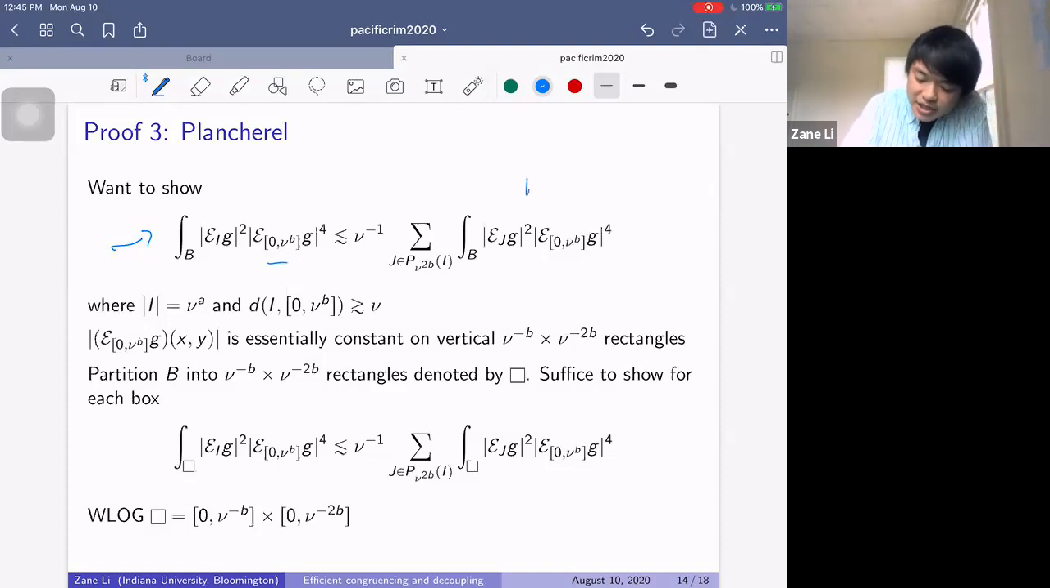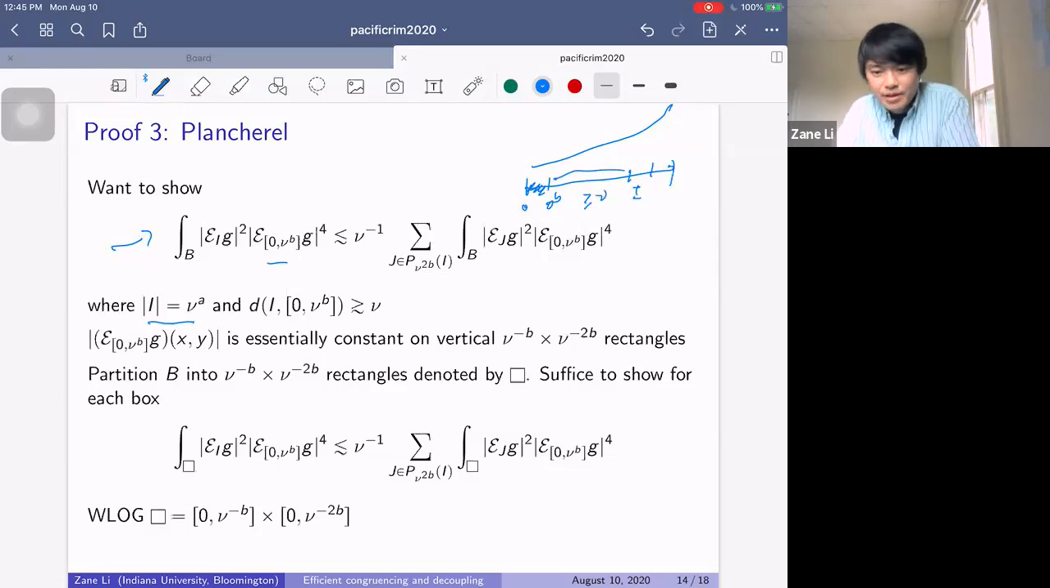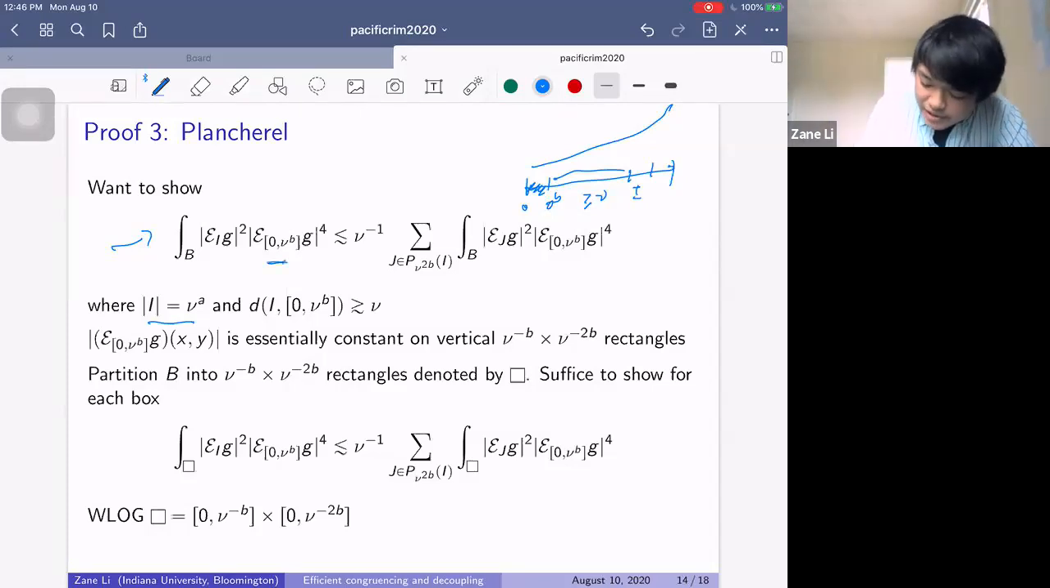Okay, so pictorially, we have one of our intervals here, and we have I as an interval here. So I is an interval of length ν to the a, and our intervals are at least ν separated. Okay, and we want to prove this estimate. So this estimate says that we keep the 4 variables the same on both sides, and we want to decouple I into intervals of size ν to the 2b in L2.